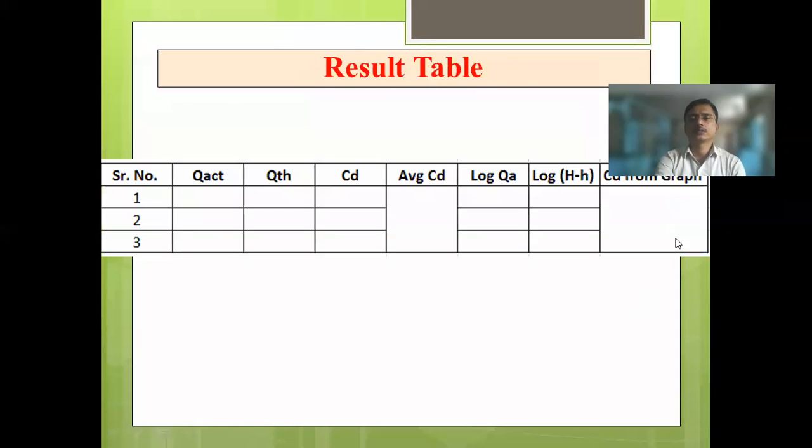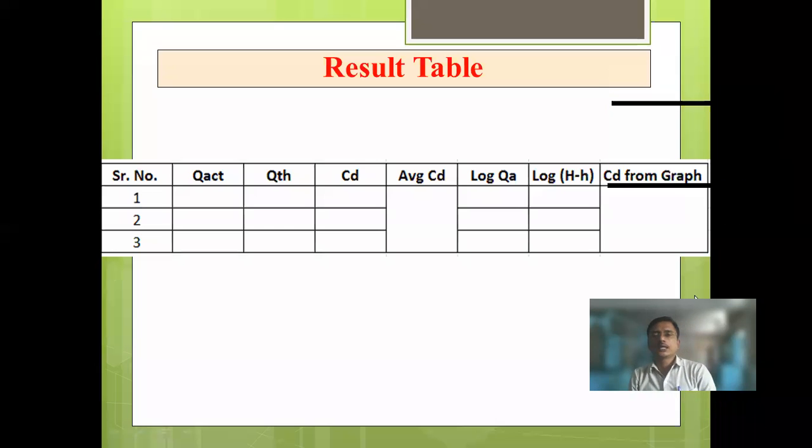Last one is the result table here. Next point. Serial number, actual discharge, theoretical discharge, CD, average CD, log QA, log of H minus h, CD from graph. ग्राफ वरचा CD आणि आपण ऍक्च्युअली फाइंड आउट केलेला CD हा सेम पाहिजे.